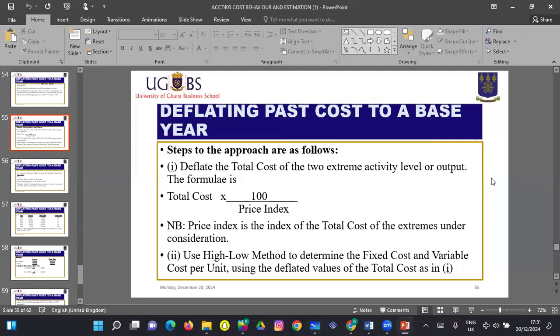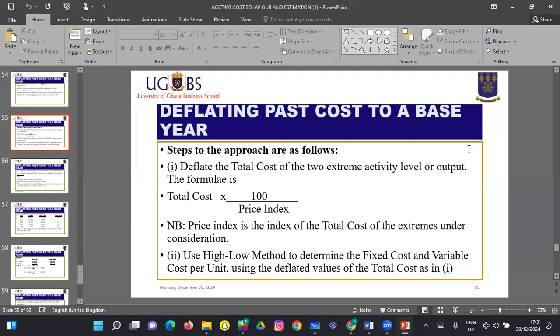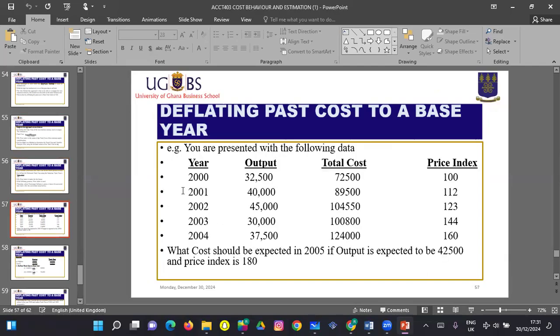So the same thing here. You see, the first one is the total cost times the inflation, 100 over the inflation index. Then estimate or determine the total cost for the future period. Then inflate the estimated total cost using the formula: total cost times price index over 100. So that is what is happening here.